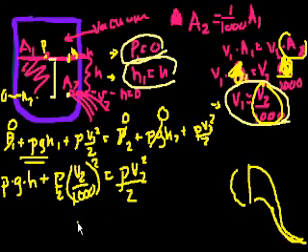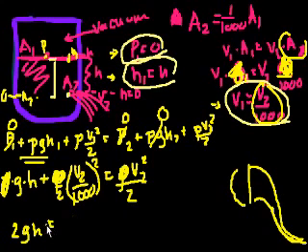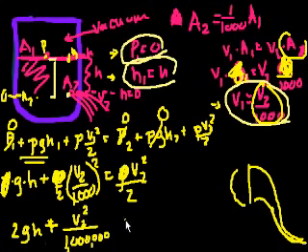Now, one thing that we can immediately see is that we have all these rho's on both sides of the equation, so we can divide both sides by rho. We get rid of all of those. And then we can multiply both sides of the equation by 2, and we get 2gh is equal to, plus this term, v2 squared over, what's 1,000 squared? Over 1 million. And that is equal to v2 squared.